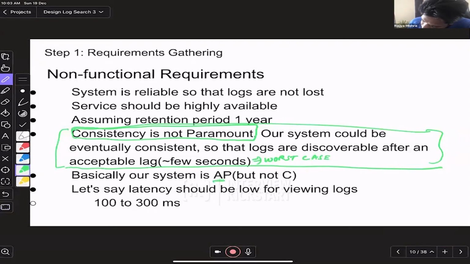So this makes our system AP, and let's say latency should be low for viewing logs, let's say for the last 8 hours. If I want to look at the logs from the last 8 hours, I should have a low latency.